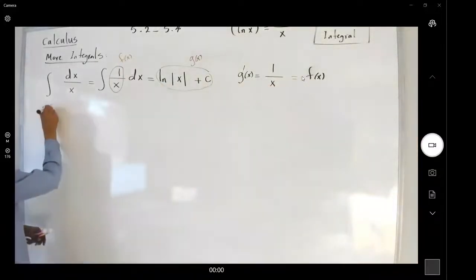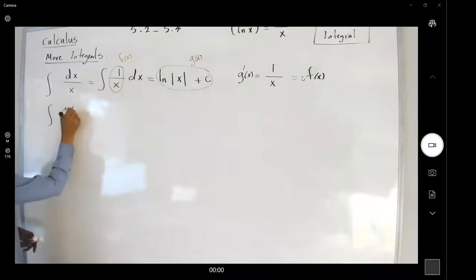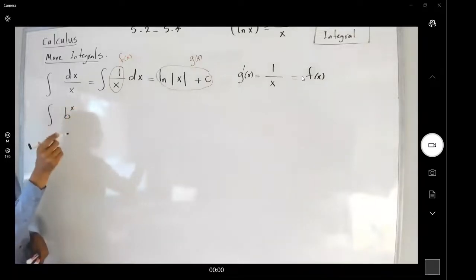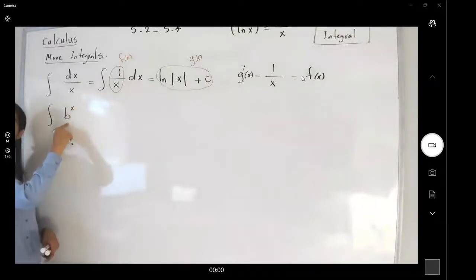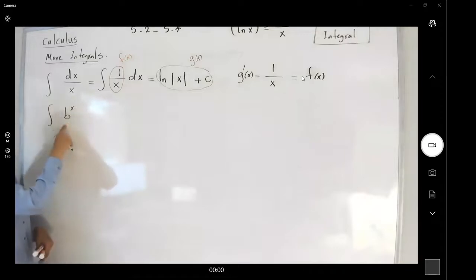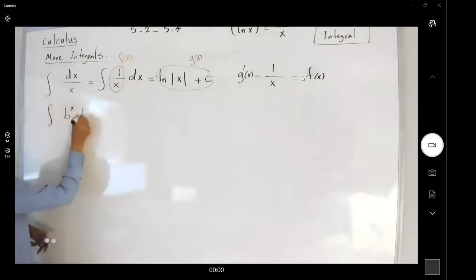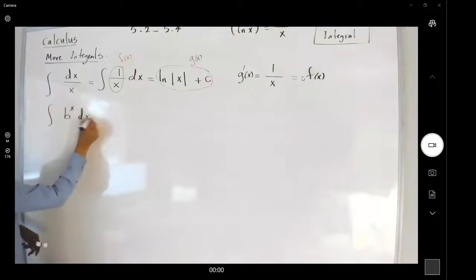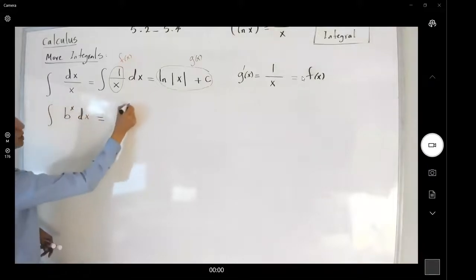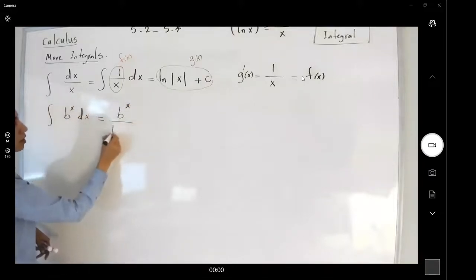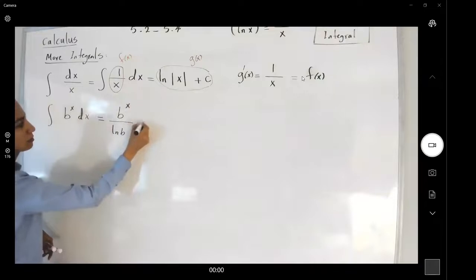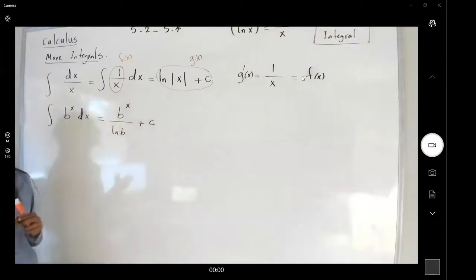The integral of b to the x. Suppose we have an exponential function and the base is not e. The base is just b. B to the x dx. Well, this integral is equal to b to the x divided by ln of b plus constant of integration.